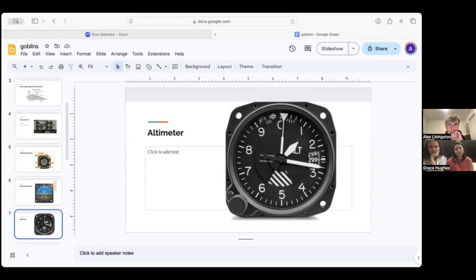Wait, so which one's the sea level one and which one's the above ground? So this doesn't tell you sea level. This will only tell you ground level. Okay. You have to calculate sea level. So you have to know the elevation of where you're flying. Like for me, I know when I take off from Kent, the elevation is 1134. So if I was flying at Kent right now, and this is showing me I'm at 1300 feet, I'd add 1100 to that. So I'd be at 2400 feet sea level.